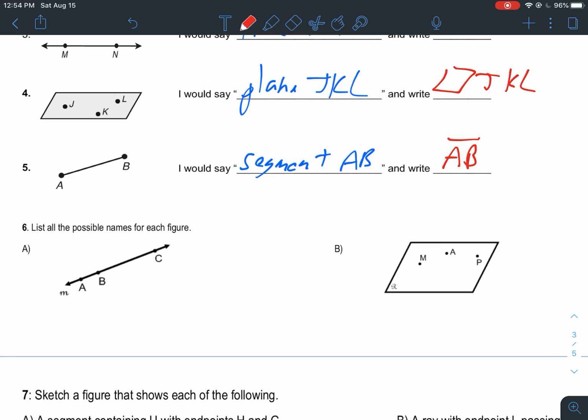All right, number 6, list all the possible names for each figure. So number 6A, there's a lot of names here. So I'm going to ask you right now to pause this video and try to write down all the names you can think of for A and for B. Now A is a line and B is a plane. Name them as many different ways as possible. And then when you're done, come back and watch the answers.